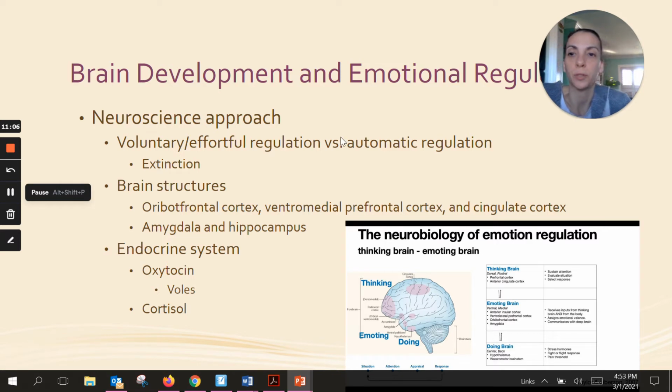Brain development and emotional regulation. So let's talk about the neuroscience approach. The neuroscience approach focuses a lot on voluntary or effortful regulation versus automatic regulation. And when we're talking automatic regulation, there are neural circuits that either lessen the forms of negative affect once elicited, or they maintain positive affect. So these are systems that we don't have control of that either help us cope better by lessening the negative effects or maintaining our positive affect.